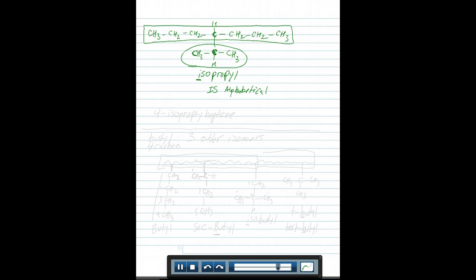Okay, the word is in the name. There's a lot of is's in there. Okay, so iso is used alphabetically. So you don't use the P, you use the I. So the name of this compound would be 4-isopropyl.